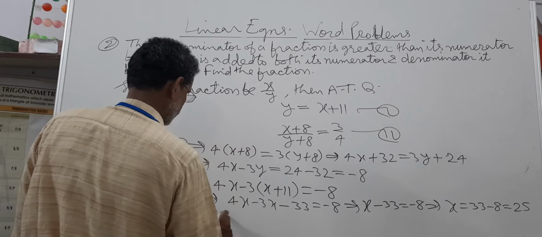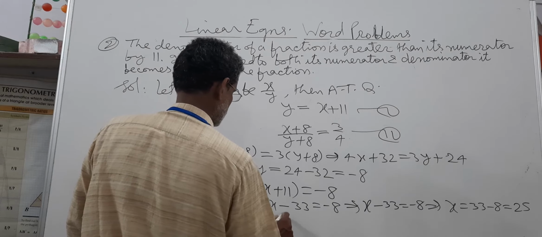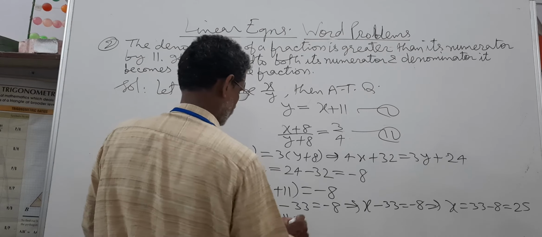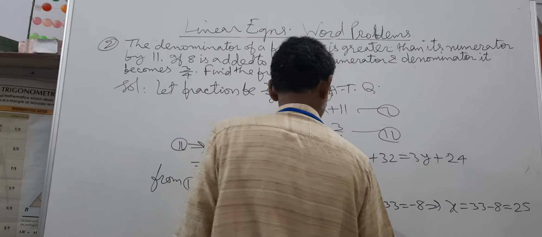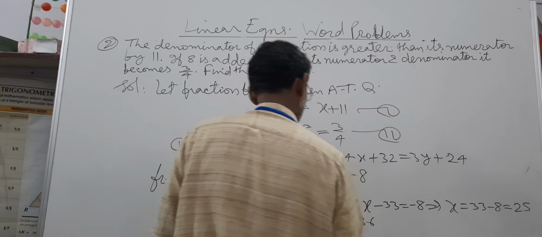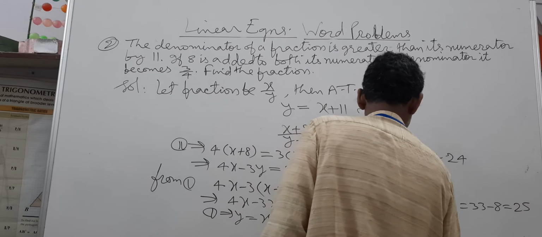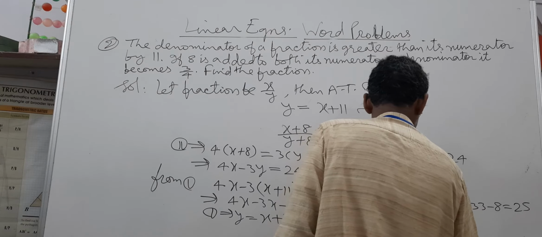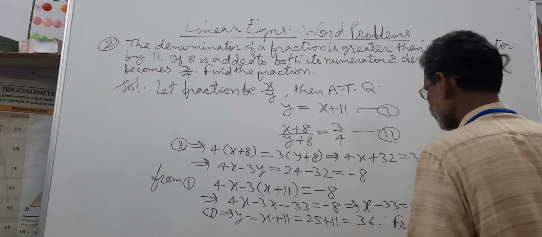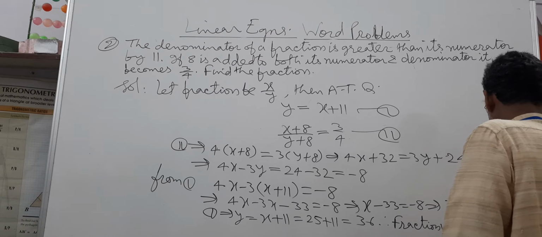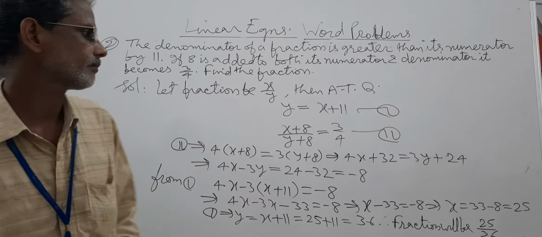And from 1 again, y is equal to x plus 11, which is 25 plus 11, equal to 36. Therefore, the fraction will be what? x upon y, 25 upon 36. This is your answer.